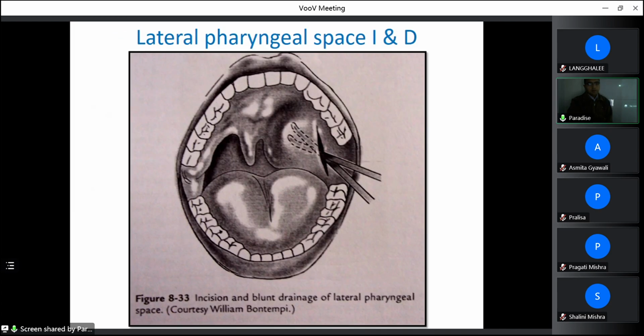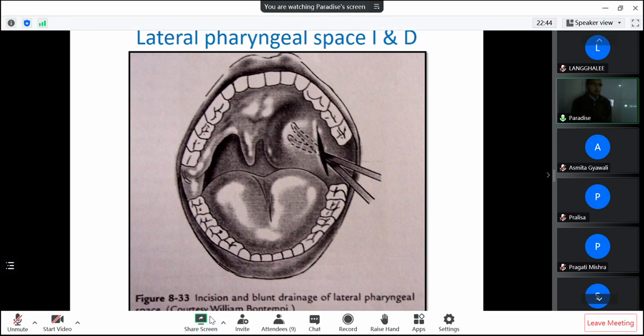If there is a lateral pharyngeal space infection, you have to give the incision just medial to the pterygomandibular raphe. What are the structures attached to the pterygomandibular raphe? Or what is the origin and insertion of the pterygomandibular raphe? It originates at the hamulus of the pterygoid plate superiorly, and it is inserted into the anterior border of the ramus just posterior to the retromolar pad.